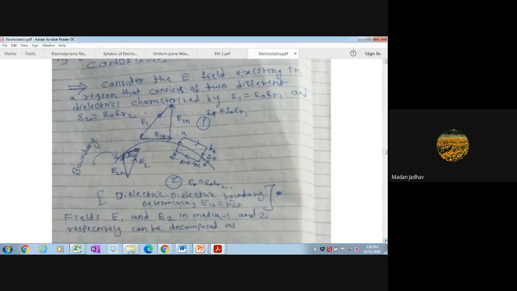Now you can see here, this is your electric field E1, and we have to split this electric field into two components. This is the tangential component E1T, and this is the normal component. Normal component means normal to the interface of the boundary. Here the interface of the boundary is this one.